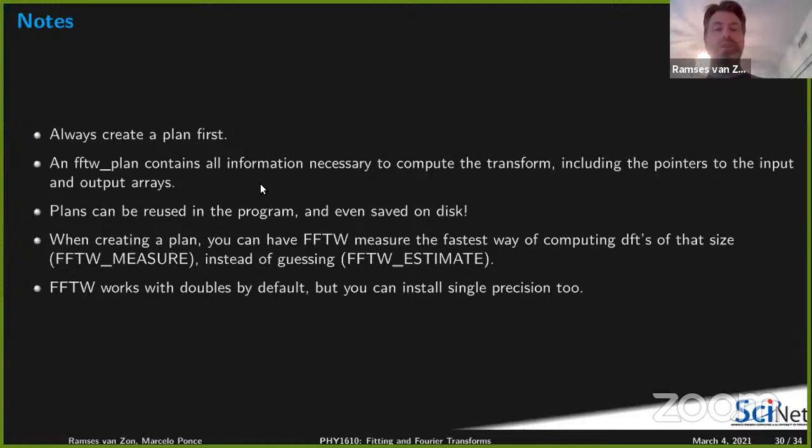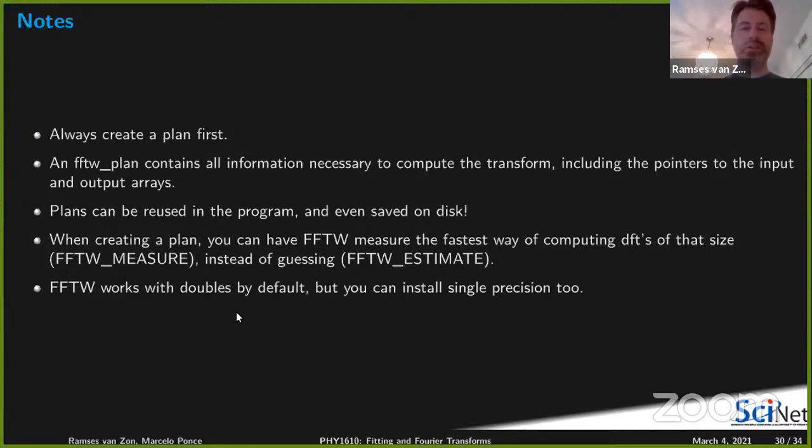So if you have to do a lot of Fourier transforms on the same vector, make the plan once and then execute it many times instead of creating a plan, executing it, destroying the plan, creating a new plan. You don't have to if it's working on the same array with just different values. If you're doing that a lot, you could switch from FFTW estimate to measure, which will actually measure what the fastest way is to do things. All the routines so far have worked with double precision by default. It is possible to use single precision as well, but you might have to link a little bit differently.